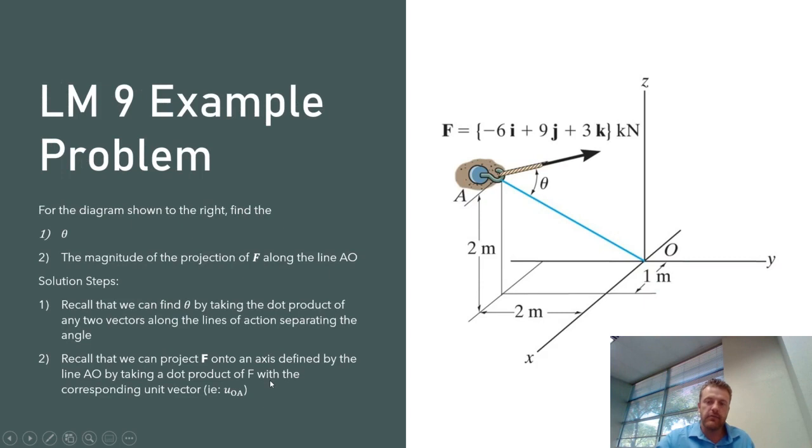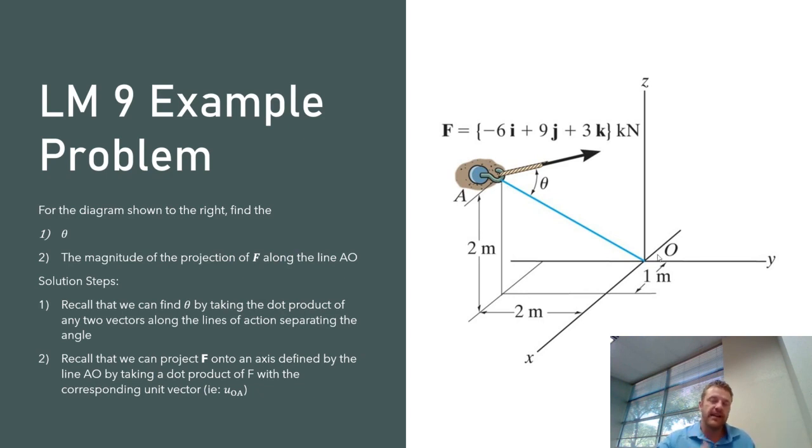So let's actually look at an example problem here. We have a hook, we have a force acting upon it, and it's described by its components in rectangular form in 3 dimensions. We're interested in finding this angle theta, which is the planar angle between the line of action of the force and this line segment going from point A in the geometry to the origin, denoted by O, along with the projection of this force along an axis defined by that line segment, AO.